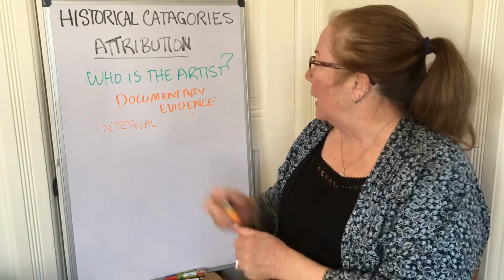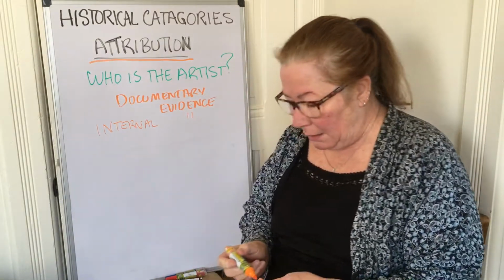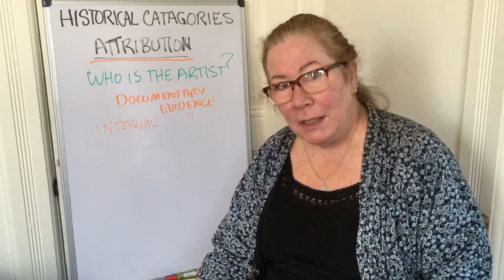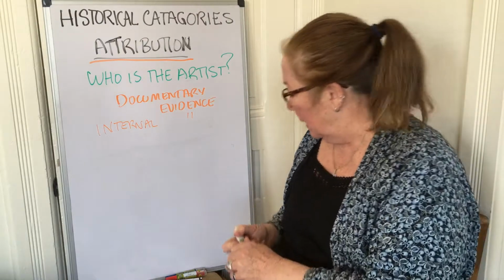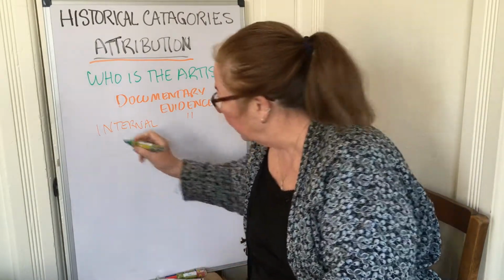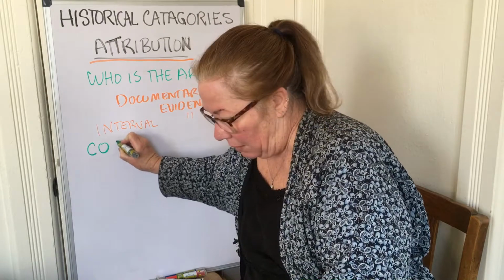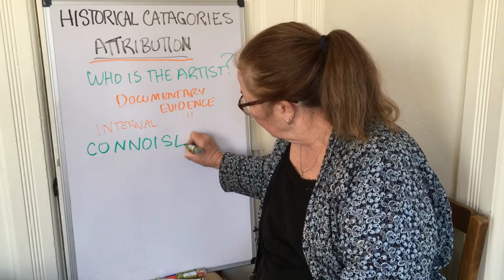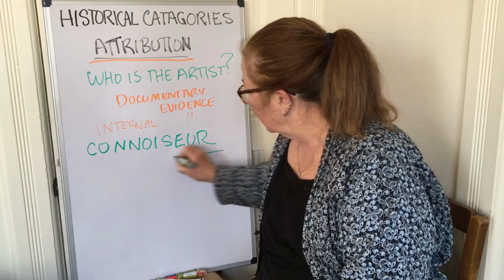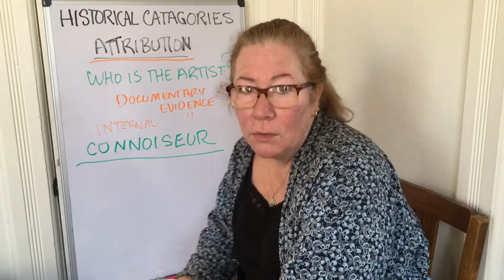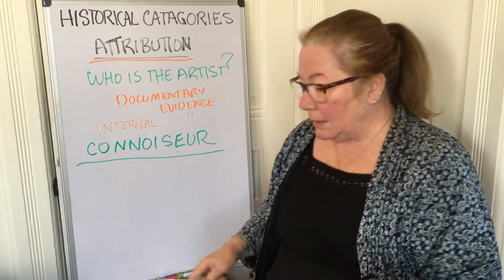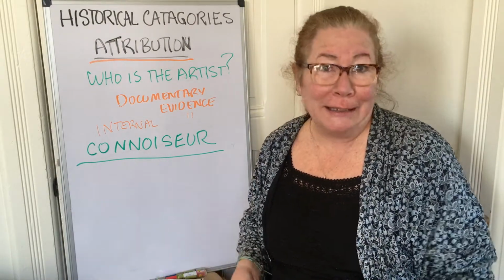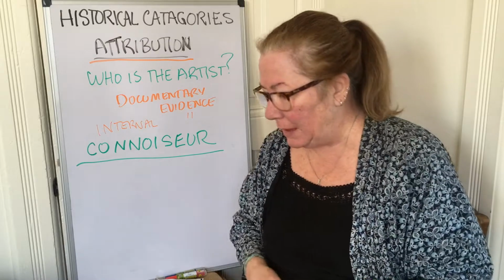And so this is called attribution. We're attributing an artwork to an artist, right? And a person that is trained in this is called a connoisseur. A connoisseur of art. So a connoisseur describes someone who is highly trained with a keen eye and long experience. A whole lot of experience in doing this.